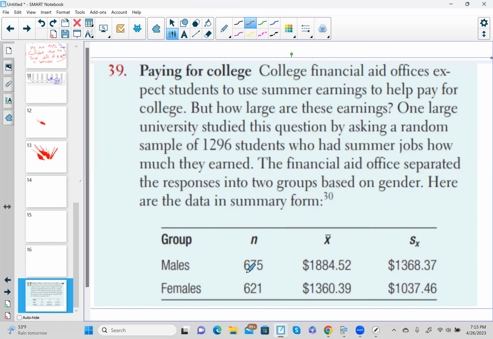Let's take a minute to read this question and then talk about the kind of significance test we're going to do. This problem is titled Paying for College. College financial aid offices expect students to use summer earnings to help pay for college. But how large are these earnings? One university studied this question by asking a random sample of 1,296 students who had summer jobs how much they earned. The financial aid office separated the responses into two groups based on gender. And here are the data in summary form.